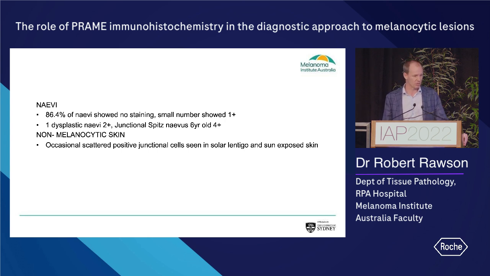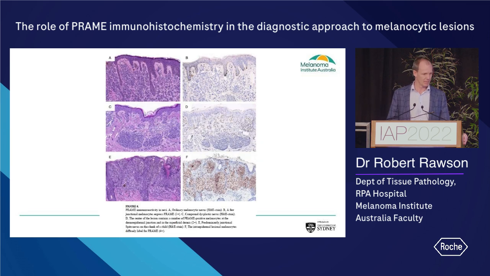One dysplastic nevus showed 2+ staining, and one junctional Spitz nevus in a young child was diffusely staining. And in the non-melanocytic skin, only scattered cells really stained positive. That was, I suppose, potentially useful in looking at lentigo maligna, particularly looking at margins for that, which I presume is why they did it. And this is just an example of some of the nevi they showed in their paper.